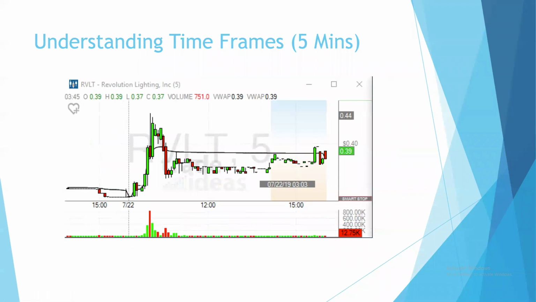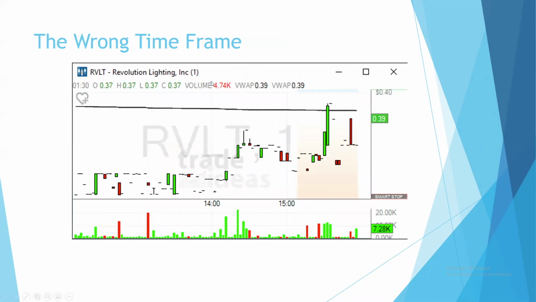So if I'm looking at RVLT and it's after hours right now, it's 4 o'clock, 5 o'clock, 6 o'clock, whatever, right? I need to be on RVLT in a 5-minute time frame so I can see where the stock has been in the past, where it went this morning, what happened over lunch hours, and how it closed on the day yesterday. What if I'm on a 1-minute time frame? You can see I'm in the 1-minute time frame. Doesn't this look completely different?